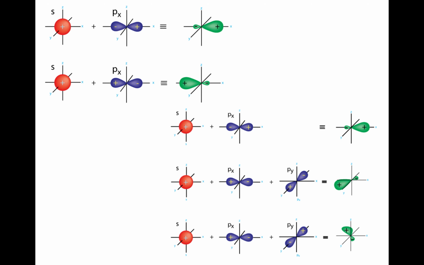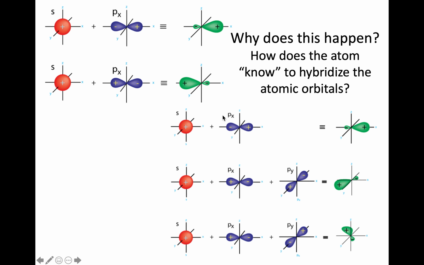Same kind of thing if we're looking at ones to form our sp2. I find this one a little bit more difficult to visualize. What does it mean to have them off axes like this? But it's the same kind of mixing that's taking place. Now, we might ask, well, why does this happen?